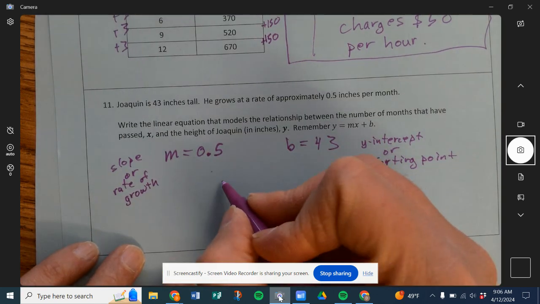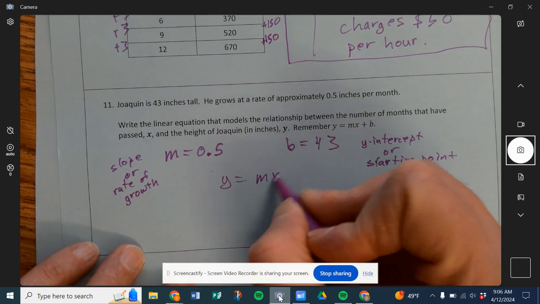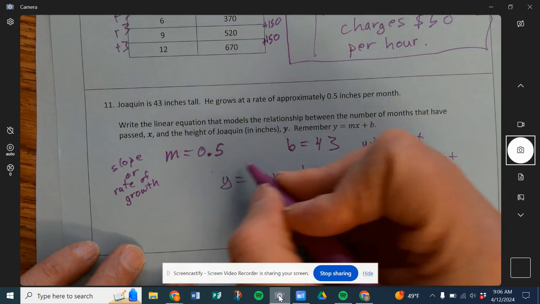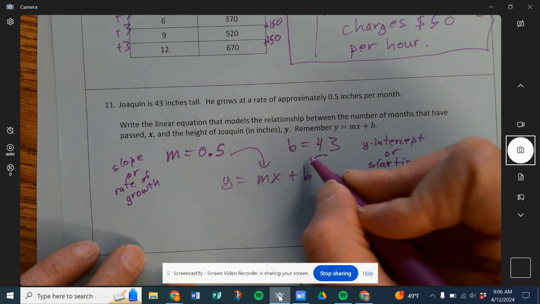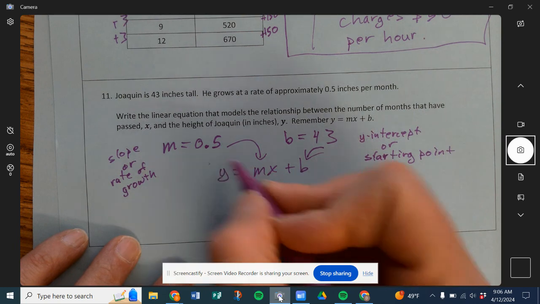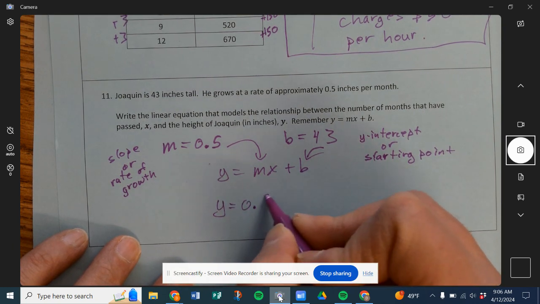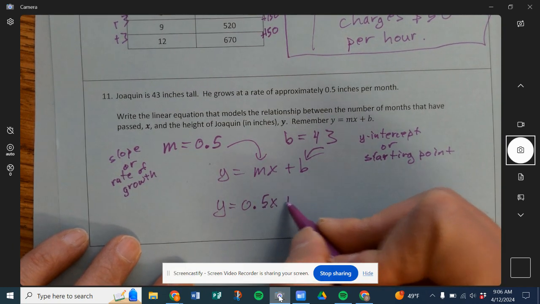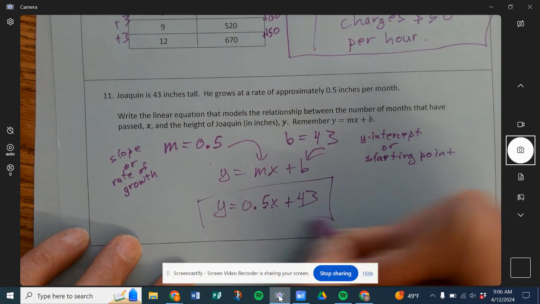Okay, I know my equation is y equals mx plus b. We did a very similar one a little bit earlier in the review. I take that 0.5 and I plug it in for the m value. And I take that 43 and I plug it in for the b value.